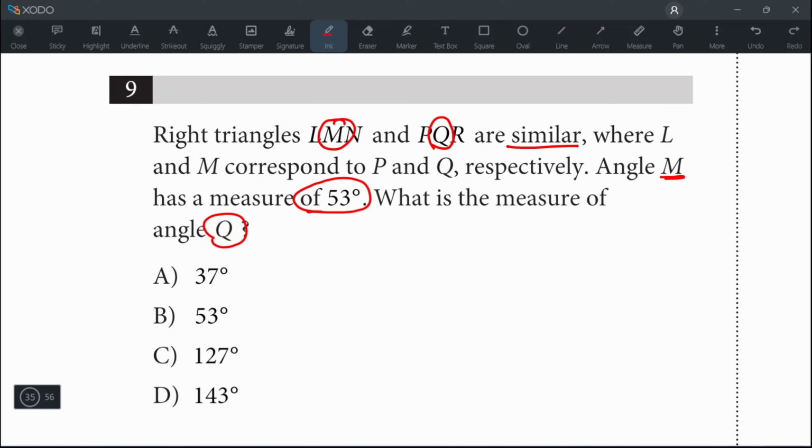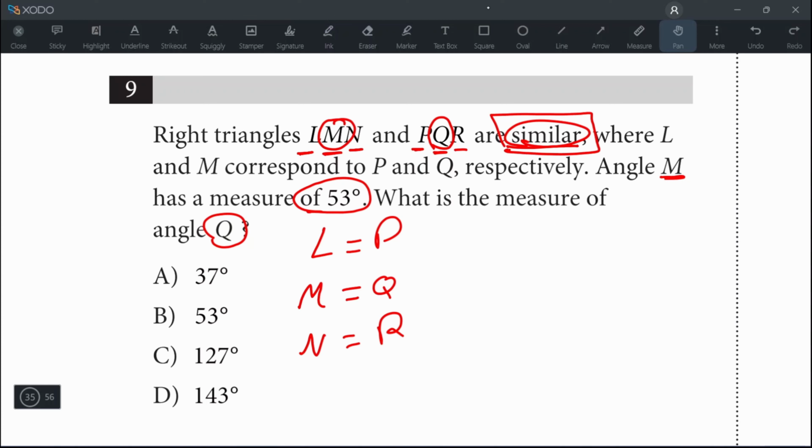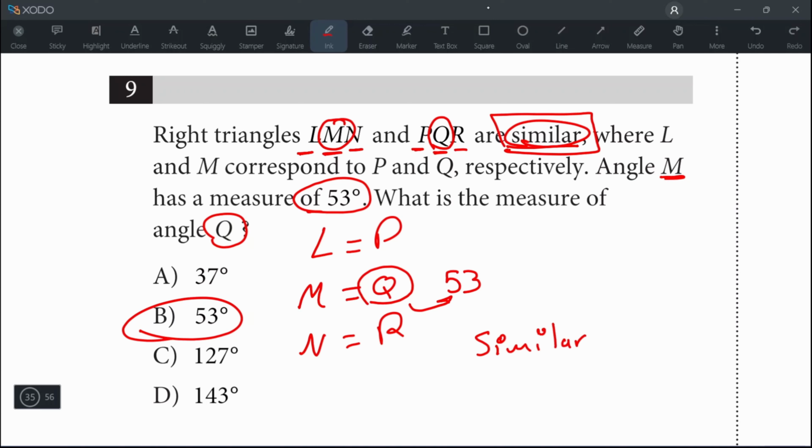That means that every angle in this triangle is equal to the corresponding angle in the other triangle, okay? So angle L is equal to angle P, M is equal to Q, and N is equal to R. That's the definition of similar triangles. We know that angle M is equal to 53. And we know that angle Q is the same as angle M, which is 53. So the answer is choice B. And this question is about similar triangles.